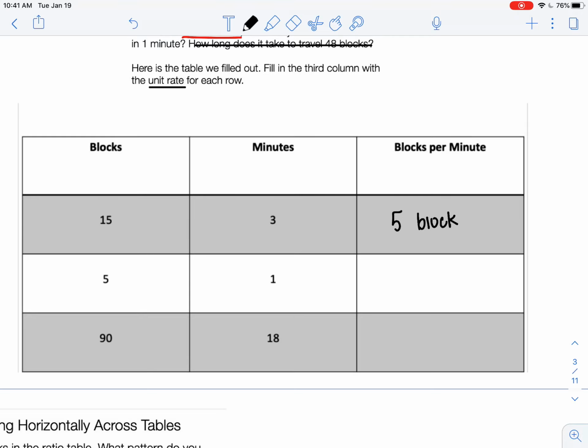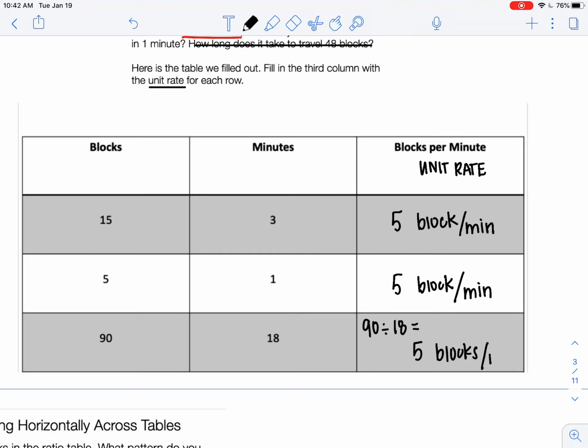Now, of course, 5 blocks in 1 minute, which is the next row of our table, is literally the unit rate as a ratio. It's 5 to 1, 5 blocks per minute. And we could check our unit rate, or our blocks per minute, for 90 blocks and 18 minutes, although you can probably see where this is going. 90 blocks divided by 18 minutes is going to give us, again, 5 blocks per minute.